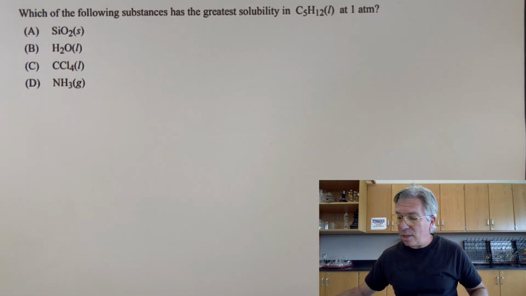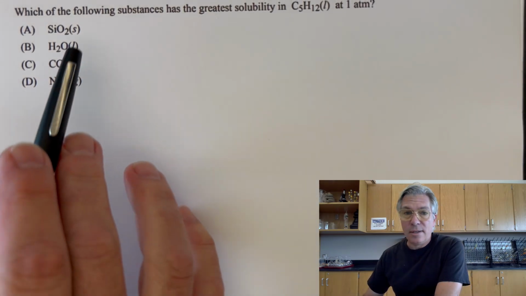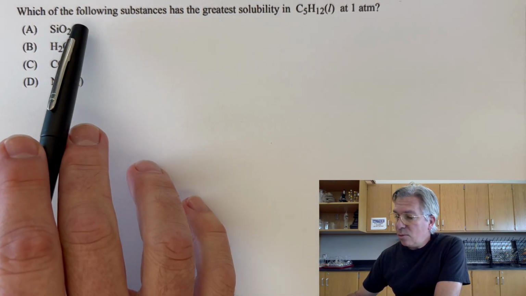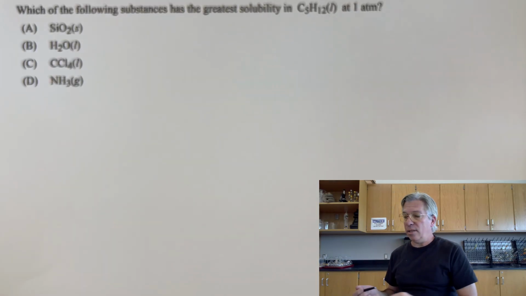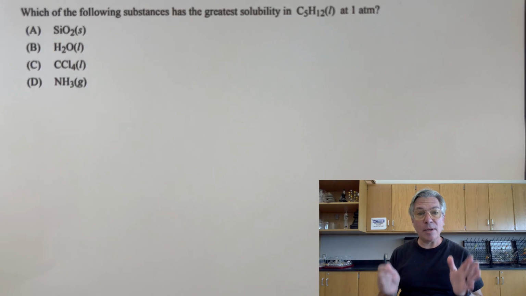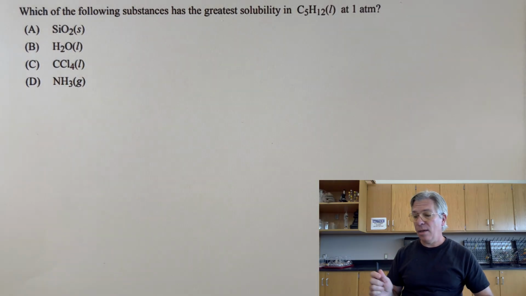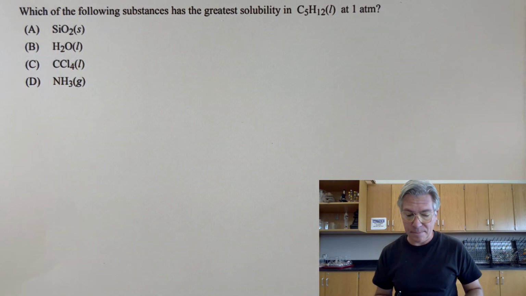A similar type question, again, just a list of chemical formulas, but this time we're trying to find the greatest solubility in pentane, which is a hydrocarbon at 1 atmosphere. So take a moment, draw them, pause the video, and see if you can guess.